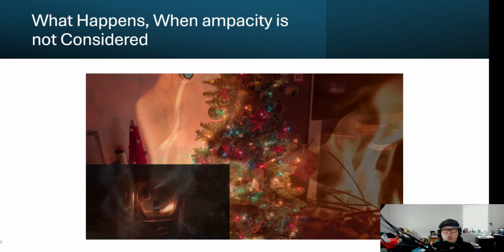See what happens if you ignore the ampacity. That was an overload that started, not overloaded, the wires over time. Insulation failed, shorted out, arced, caused a fire, and my nice Christmas tree has burned down my house because of bad protection choices or bad wiring.